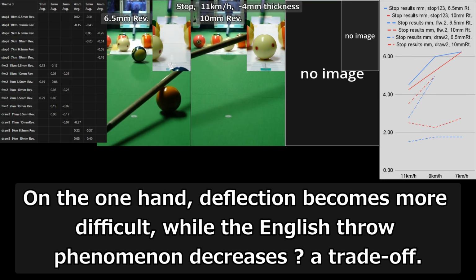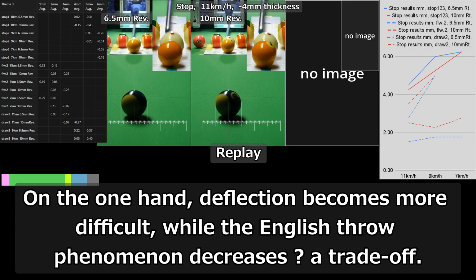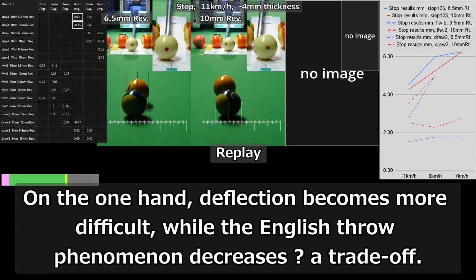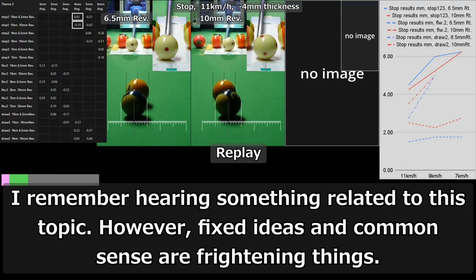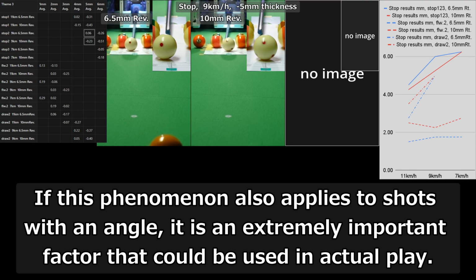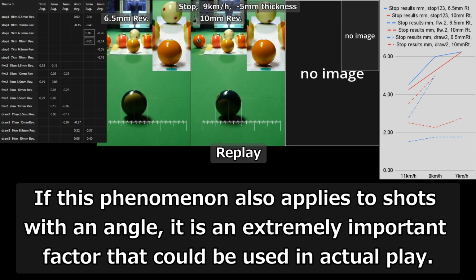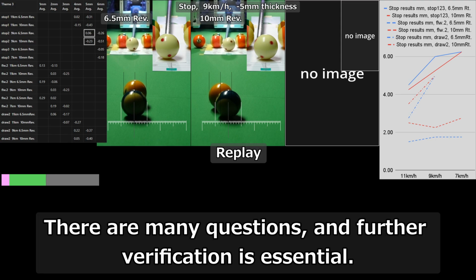On the one hand, deflection becomes more difficult, while the English throw phenomenon decreases, a trade-off. I remember hearing something related to this topic. However, fixed ideas and common sense are frightening things. If this phenomenon also applies to shots with an angle, it is an extremely important factor that could be used in actual play. There are many questions, and further verification is essential.